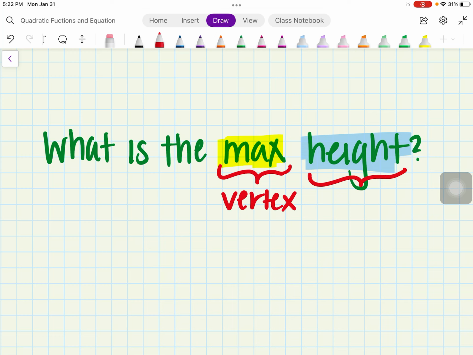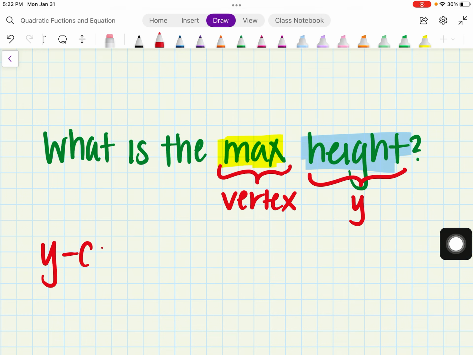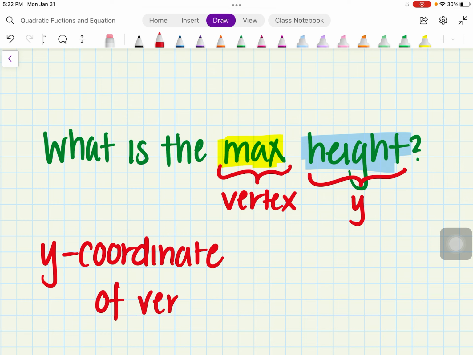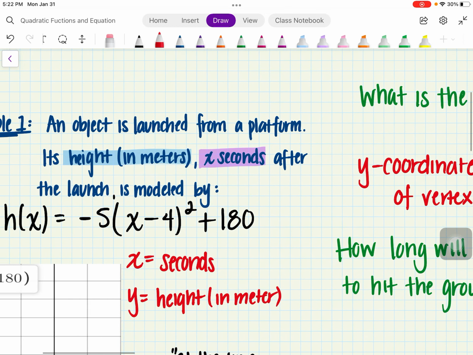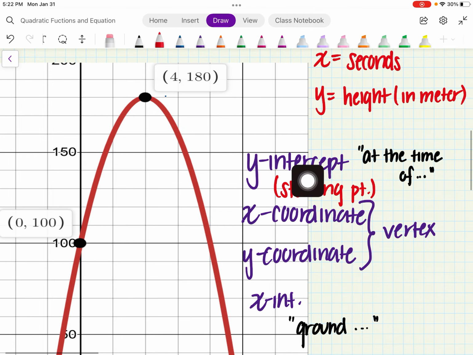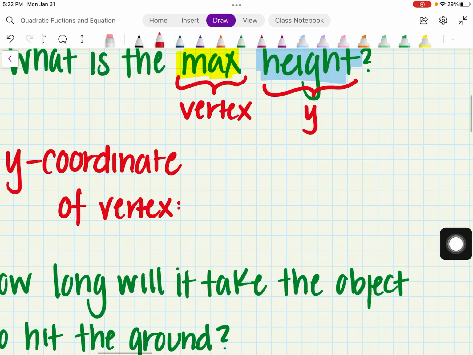And our height in this case is represented by y. Now, because they're asking us for a point or a value in the vertex, more specifically, they're asking us to find the y, we're actually looking for the y-coordinate of our vertex. So if we take a look back at our graph, the vertex is here, and the y would be represented by the 180. So our answer in this case, guys, is 180 meters.